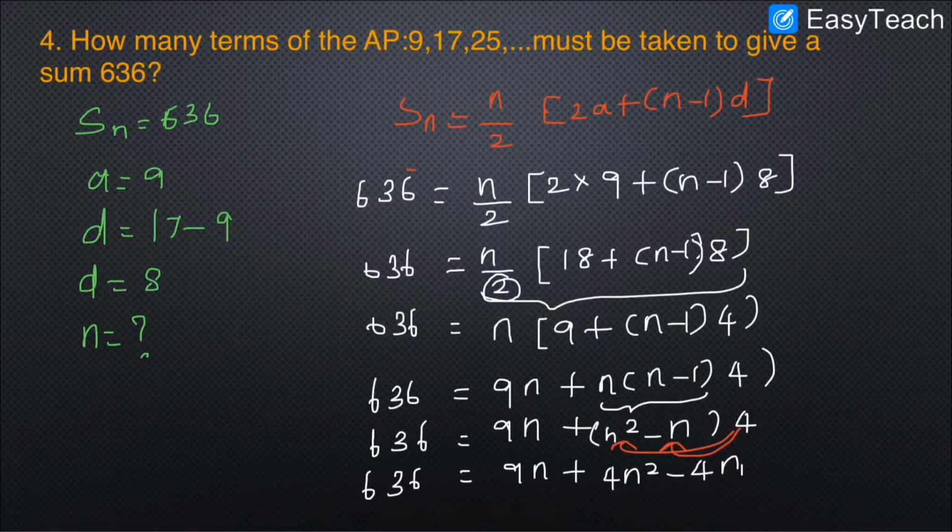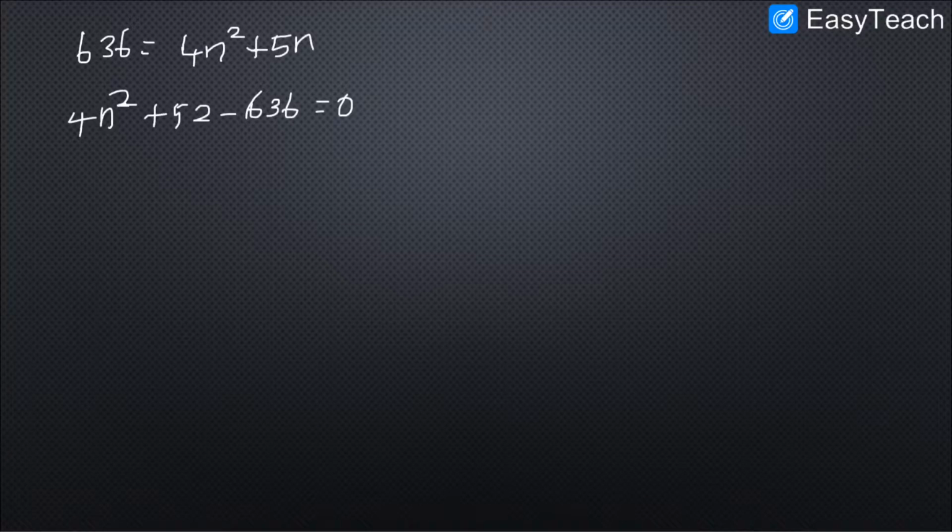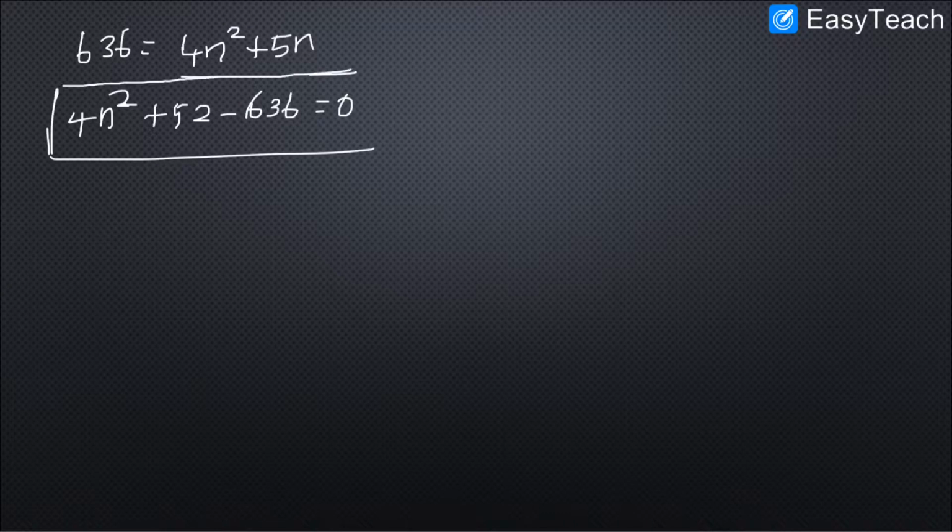In the next step 9n minus 4n gives me plus 5n. So let me write it in the next step. After all the calculation, this is my equation: 4n square plus 5n equals 636. So, this is a quadratic equation. By solving this quadratic equation, we can find the value of n.